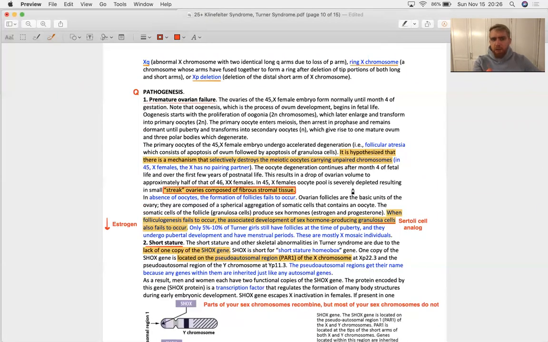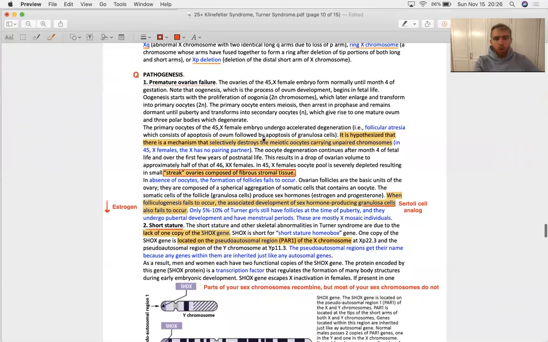So why does that ovarian failure occur? We think, it is hypothesized. Translation: you won't get asked about the nitty-gritty details. It is hypothesized there's a mechanism that selectively destroys meiotic oocytes carrying unpaired chromosomes.